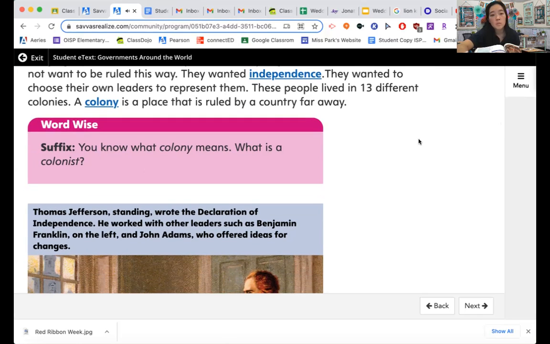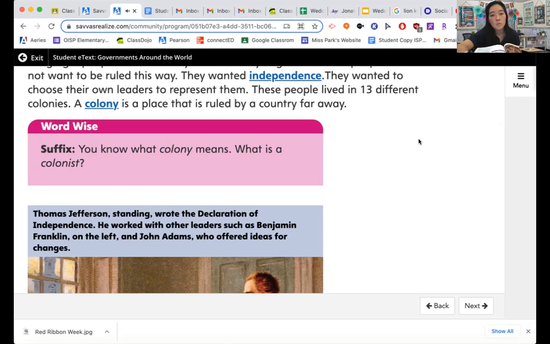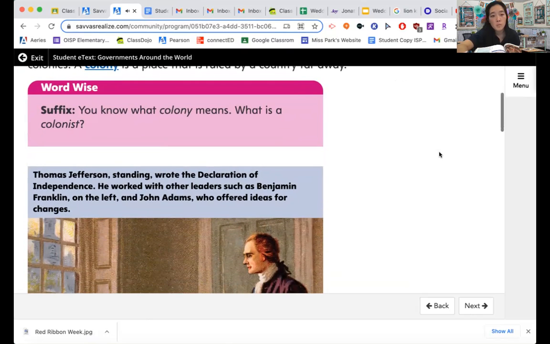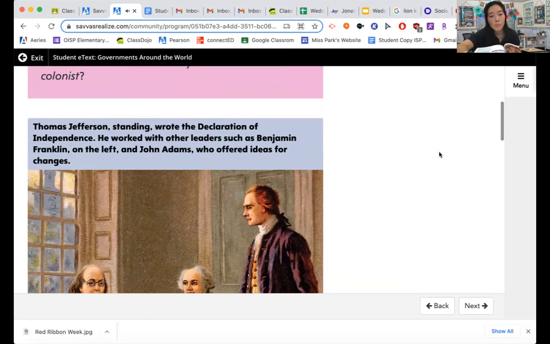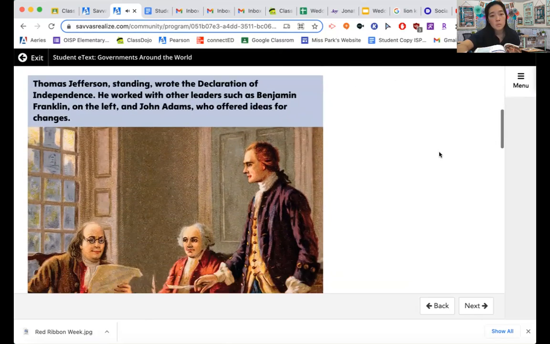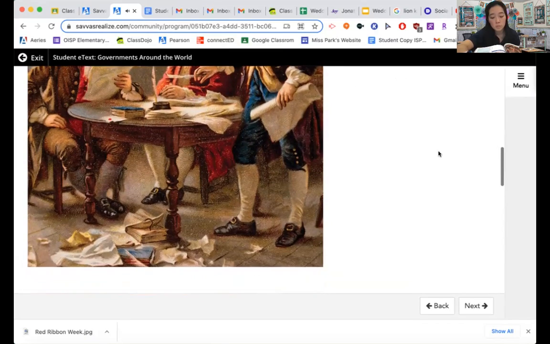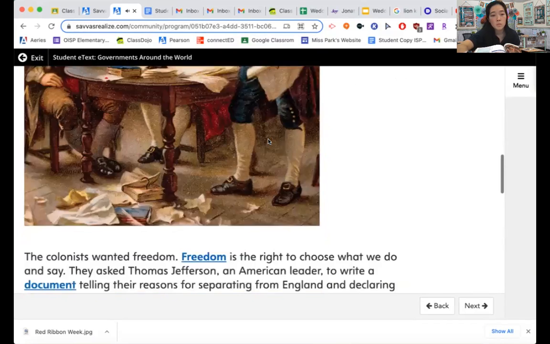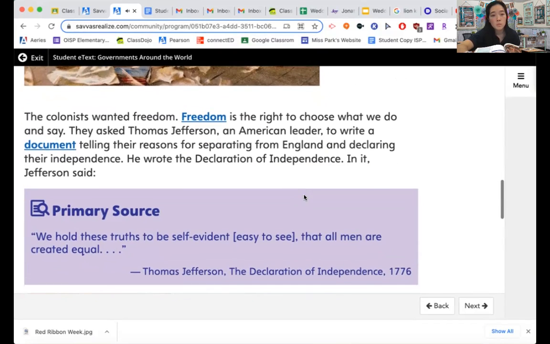Word-wise. Suffix. You know what colony means. What is a colonist? Thomas Jefferson, standing, wrote the Declaration of Independence. He worked with other leaders such as Benjamin Franklin on the left and John Adams, who offered ideas for changes. The colonists wanted freedom. Freedom is the right to choose what we do and say.